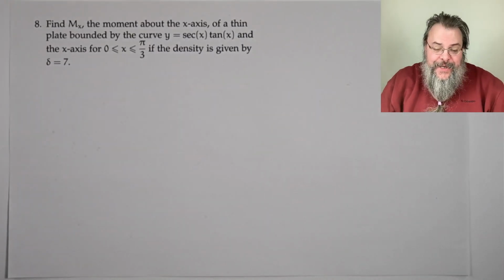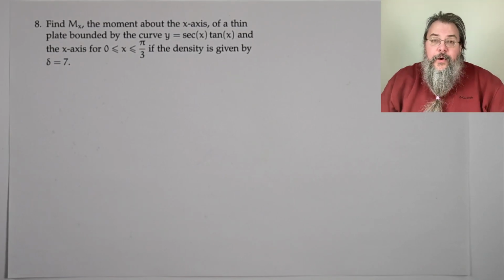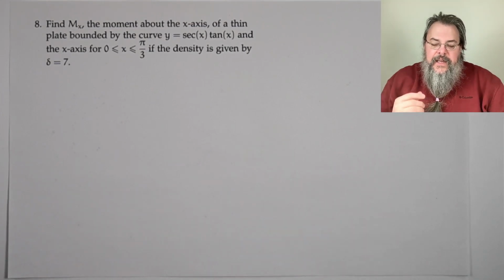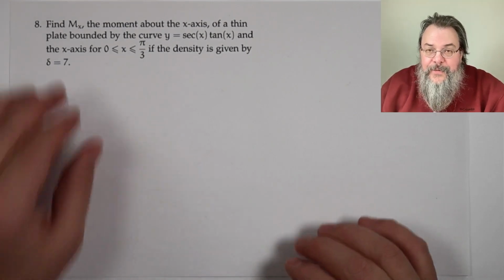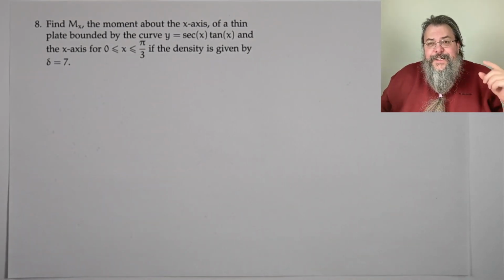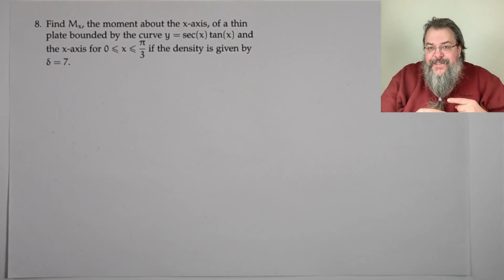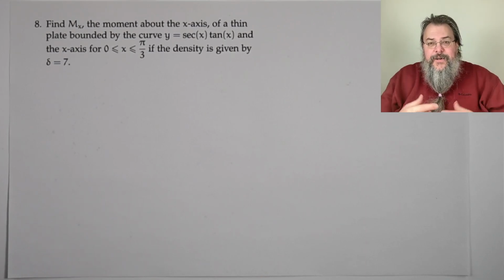Find Mx, the moment about the x-axis of a thin plate bounded by the curve y equals secant x tangent x and the x-axis for 0 less than or equal to x less than or equal to pi over 3, if the density is given by delta equals 7. So it's uniform density. Now you might say, well, okay, can I ignore that? No. You can't ignore it when you're talking about center of mass, but when you're talking about moment, you do need to pay attention. It will come into the computation.